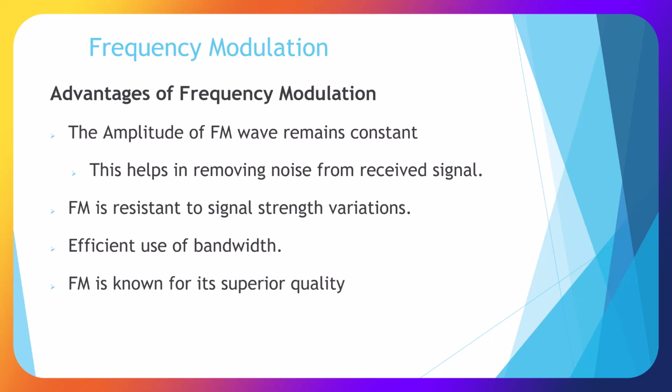So the advantages of frequency modulation are that the FM wave's amplitude remains constant, and this helps remove noise from the signal. It's resistant to signal strength variations, it's an efficient use of bandwidth, and FM is known for superior quality, especially over AM.